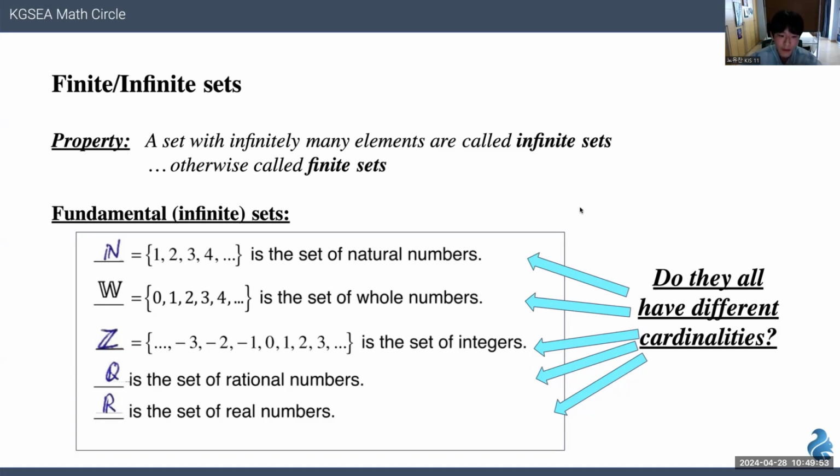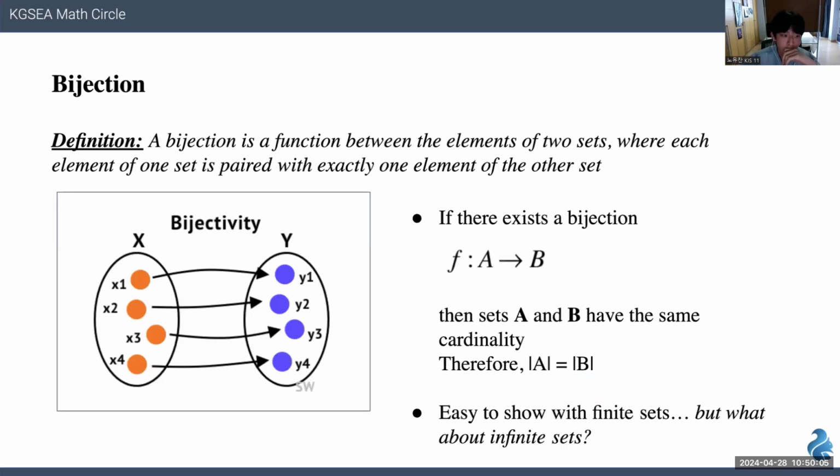So we have all these infinite sets, but the question arises of whether all these sets have the same cardinality. The answer is no. They are completely different. In order to show this, I will talk about bijections. Basically, a bijection is a function between the elements of two sets where each element of one set is paired with exactly one element of the other set.